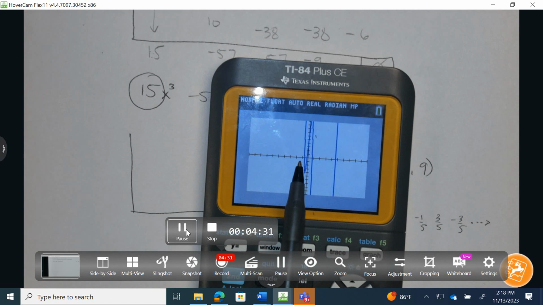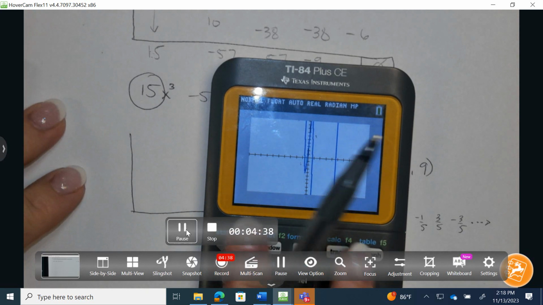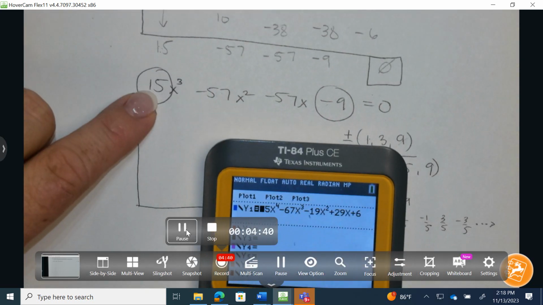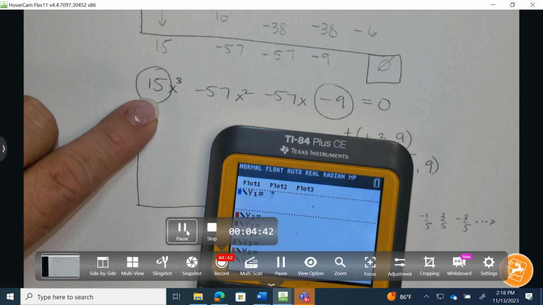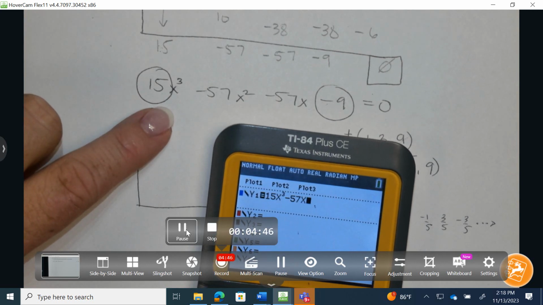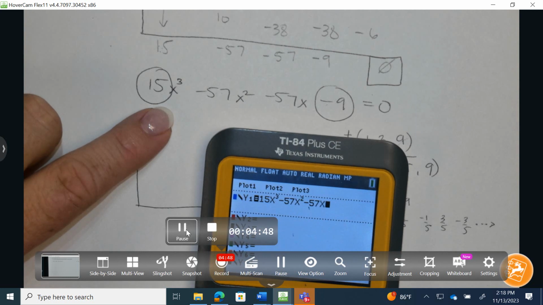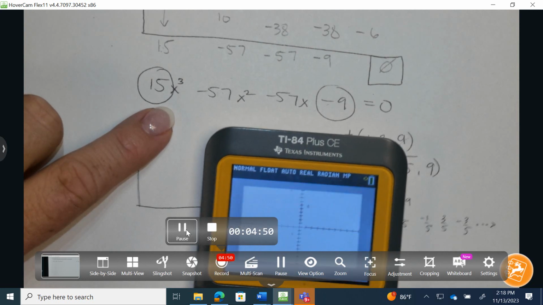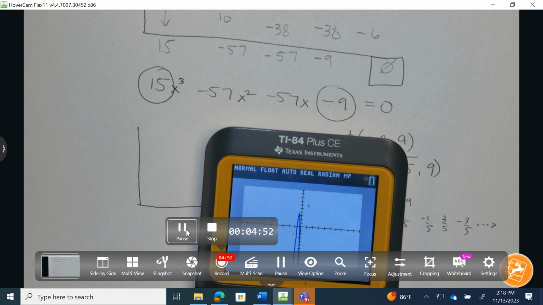Because when I looked at the original function, none of the roots actually went through an integer as far as looking at the x-intercepts. But I can take what I have here. So if I break this down a little bit, and I have 15x to the 3rd minus 57x squared minus 57x minus 9. And if I graph that, and I identify one of these roots. So let's identify one of these.